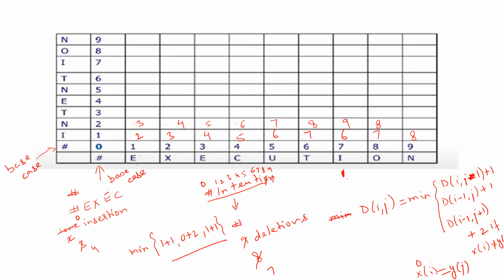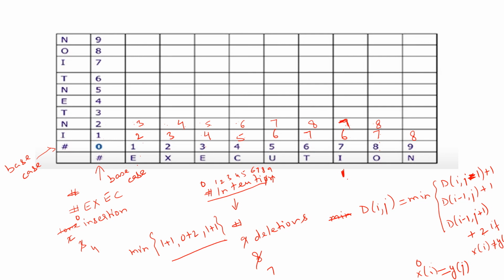We have 6 from here. 6 will give me 7. This will give me 9. This will give me 9. So we'll have 7 as minimum. At this place, we are having 7 as minimum. 8 is coming from here. And 8 is coming from here.